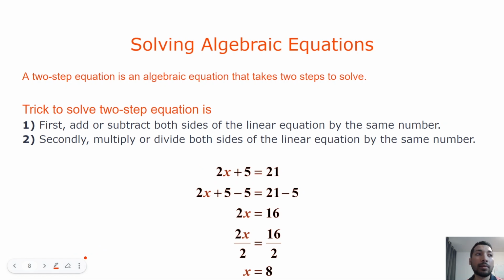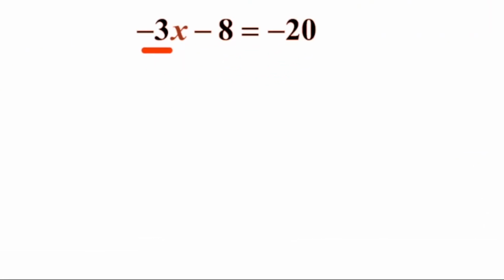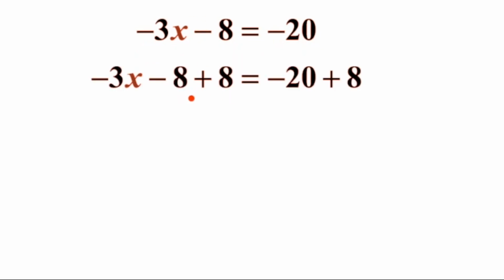Let's look at another example. We have negative 3x minus 8 equals negative 20. Again, we'll be using the same strategy. We can see that this variable portion and the constant term are separated by a subtraction sign. So we add 8 on both sides. Adding 8 gives us negative 3x equals negative 12. We can see that negative 20 plus 8 reduces to negative 12.